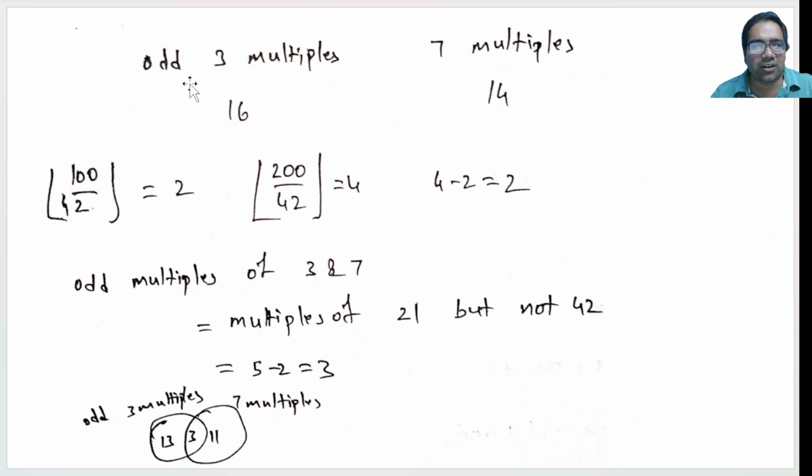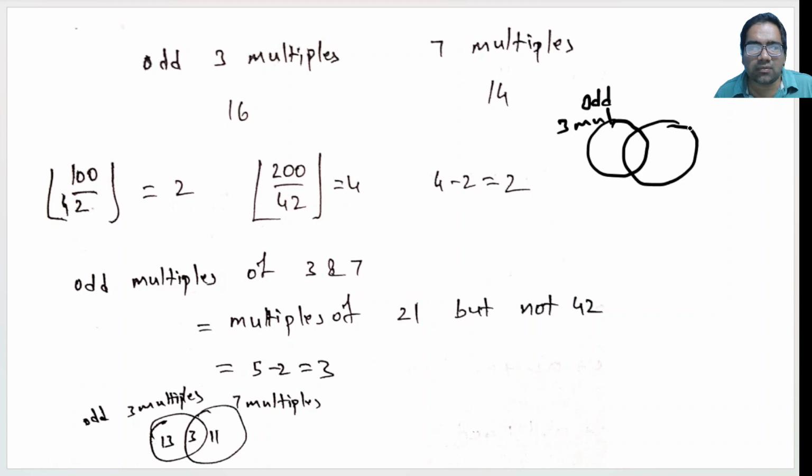Now what do we want? We want odd multiples of 3 that are not multiples of 7. Whatever multiples of 7 are there among the odd multiples of 3, we have to remove them. So for example, if I draw the Venn diagram, it will be something like this. Left side is odd multiples of 3, and right side is multiples of 7.